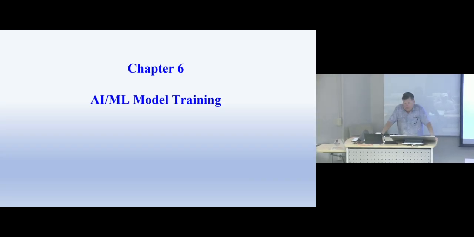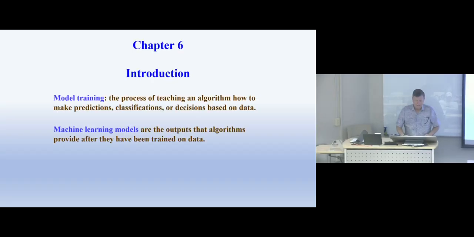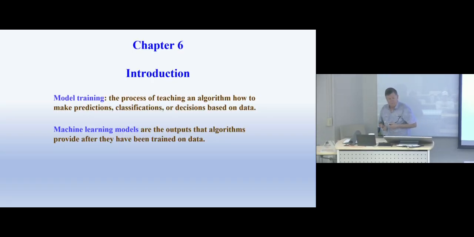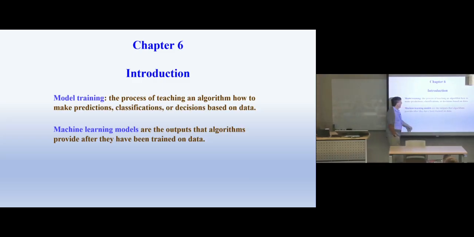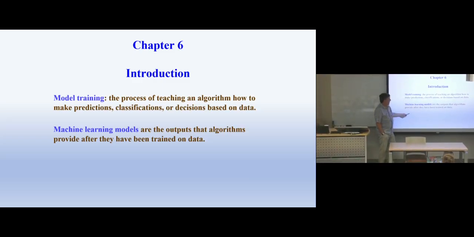Okay, so chances are you guys are thrashing through data cleaning right now. And we went through a couple of algorithms last time. So essentially what you're doing when you get the clean data, you apply algorithms to it. You have the machine learning model. So we've got to train it. What you've got to do is teach the algorithm how to make predictions, classifications, or decisions based on your clean data. So that's the model training, and machine learning models, of course, are the outputs, which we'll get into with the metrics.